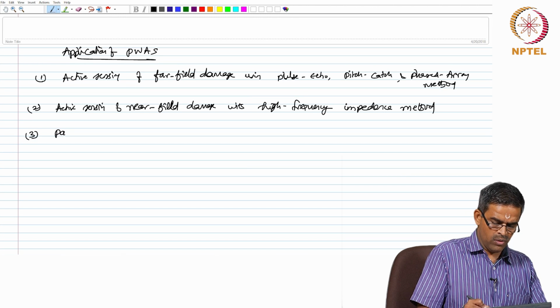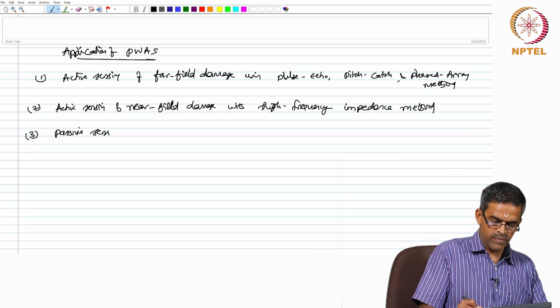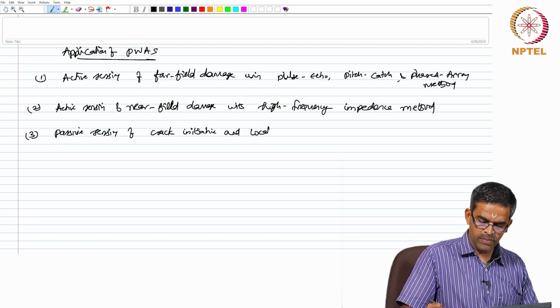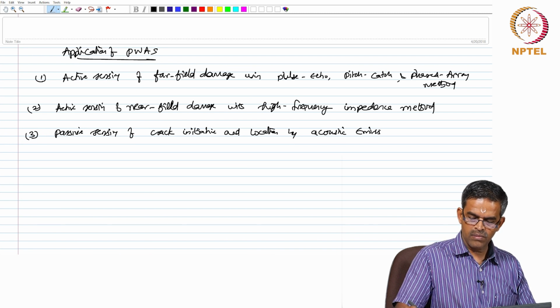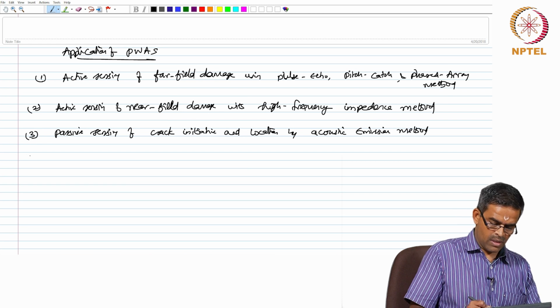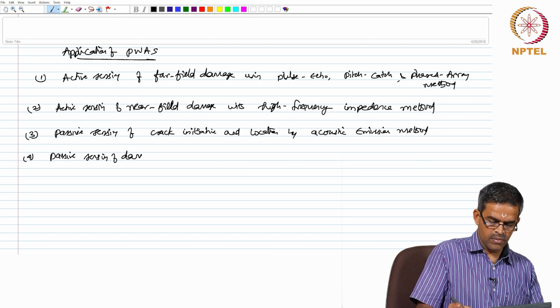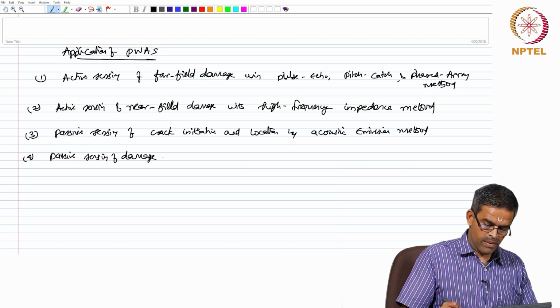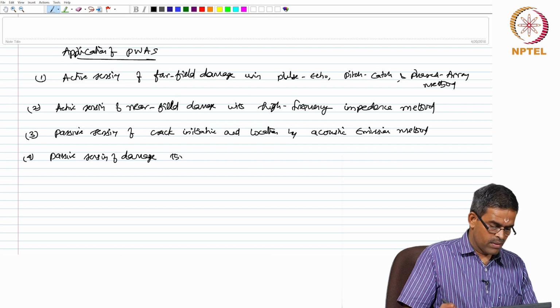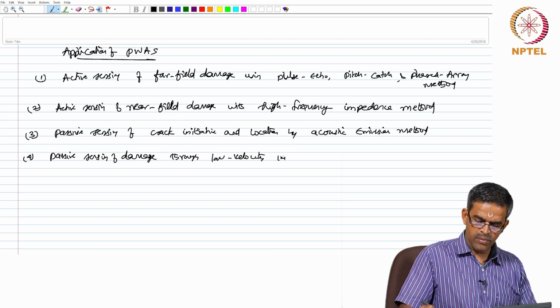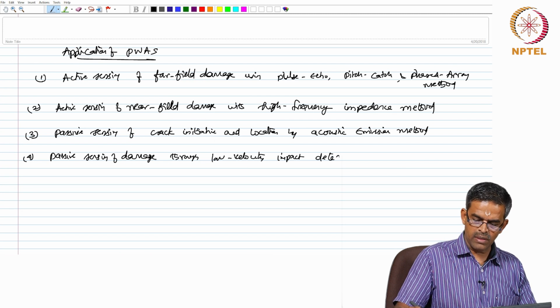Further, they can be useful in passive sensing of crack initiation and location by acoustic emission method. They can also be useful for passive sensing of damage through low velocity impact detection technique.